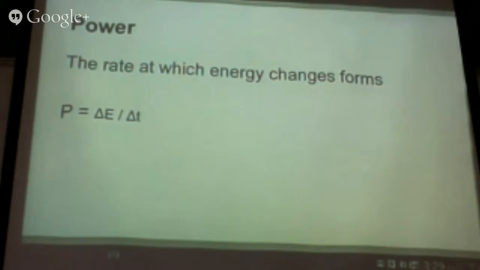Power output you see sometimes too, usually with motors. You're using a motor to lift something up and giving it gravitational potential energy as it gets higher, and it takes a certain amount of time to get up there. You say the power delivered by, or the power output for the motor.